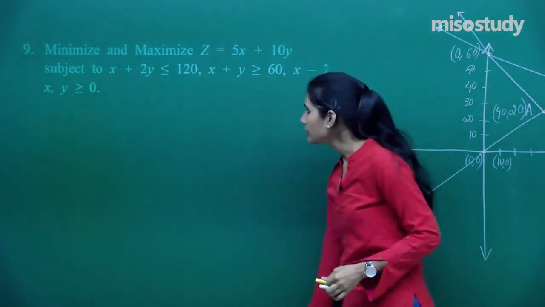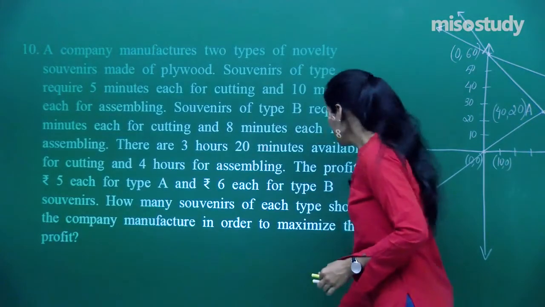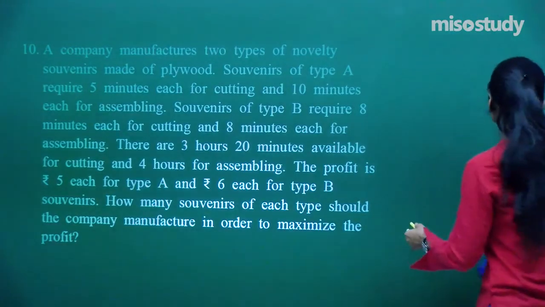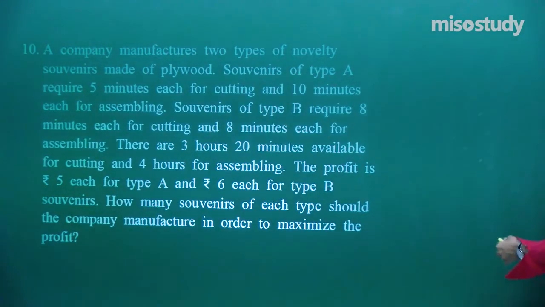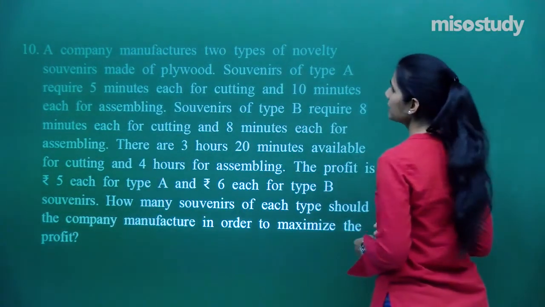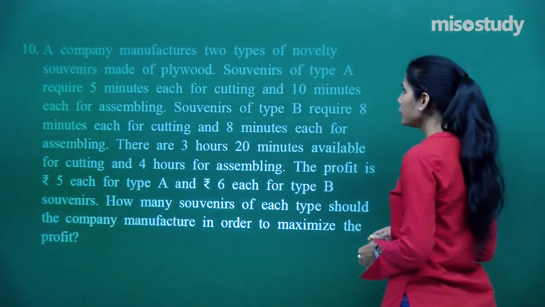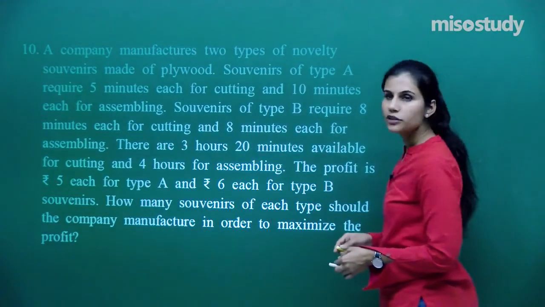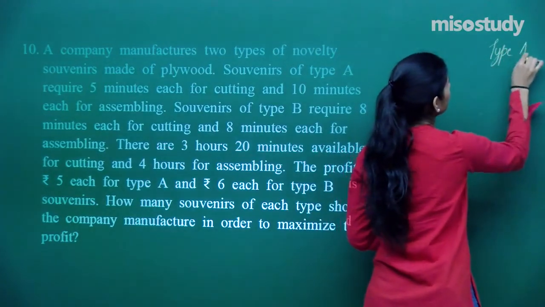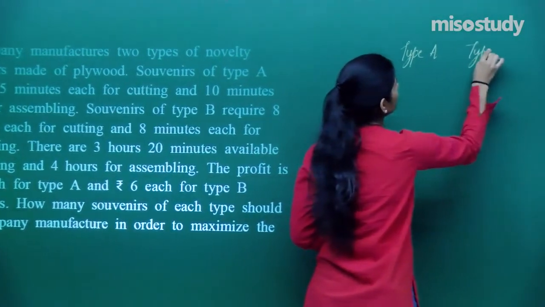Let us look at the next question. Next question is talking about manufacturing. Let us see what it is trying to say and side by side try to plot it in a table. First of all, a company manufactures 2 types of novelty souvenirs made of plywood, souvenir of type A and souvenir of type B. So type A souvenir and type B souvenir.